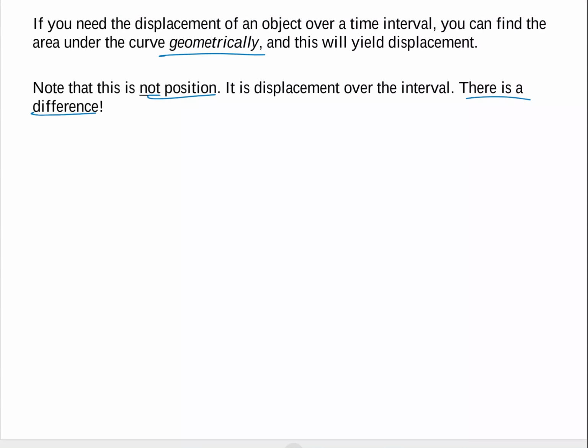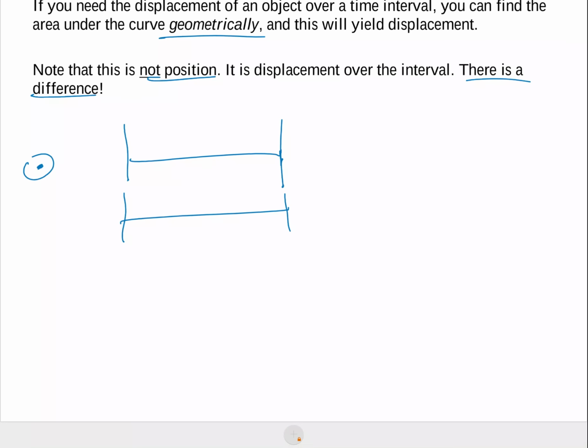It's not that you started at 0. It's not your final position. Okay? So make sure you understand the difference. So if this is the origin and I started here and I went through this displacement right here, this is my final position compared to the origin, but this is my displacement. Okay? And the area under the curve gives you the displacement. So make sure you understand that.